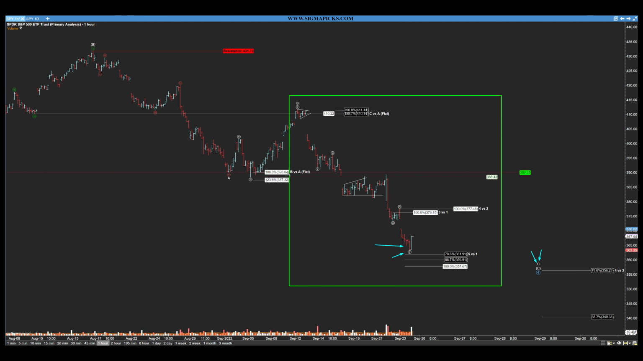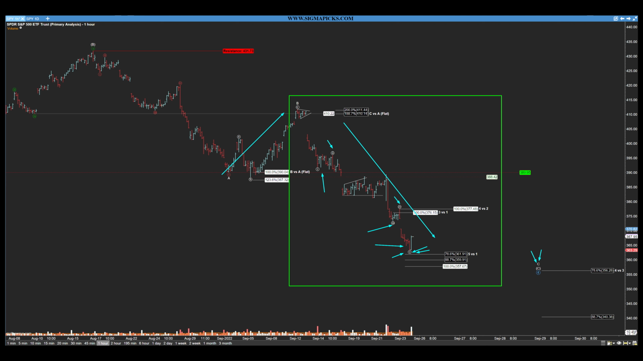Okay, so this moved down after the correction. After the correction, it has a 5-wave structure that meets all the rules. It does not break any of the rules so far, and we can say preliminarily that this may be coming to an end.